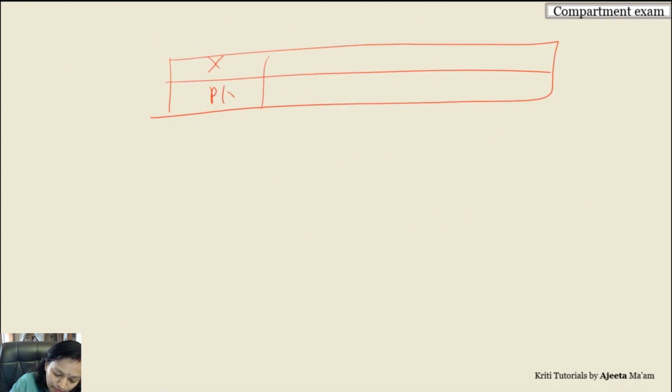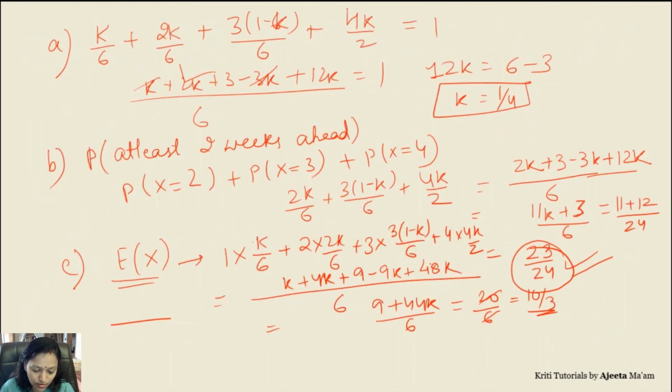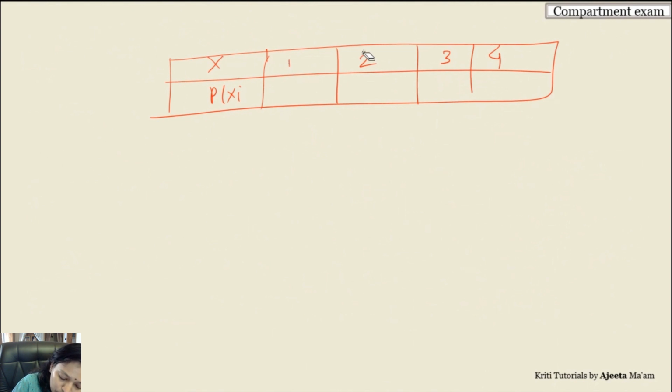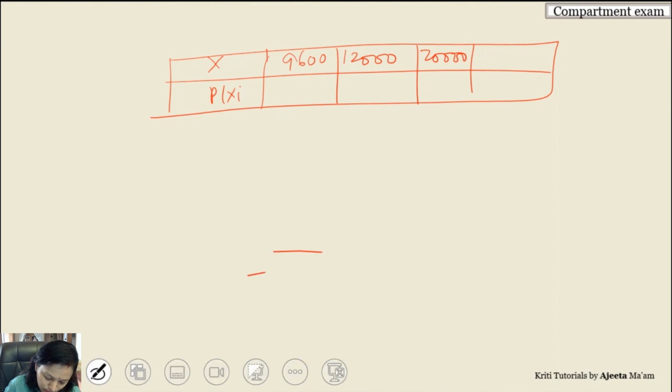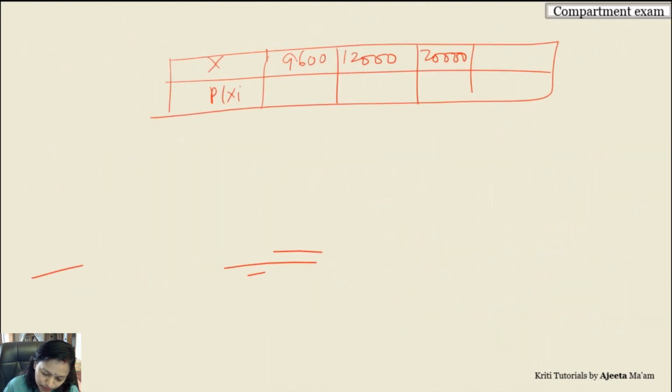X, P(X) है. So 1, 2, 3, 4. 4 weeks के लिए आपके पास scholarships हैं. कितनी scholarships हैं? 9,600, 12,000, 20,000, 50,000. Okay. So now let's move on. इसको हम x को scholarships ले लेते हैं. So 9,600, 12,000, 20,000 और what was it? 50,000. Okay. 4, 3, 2, 1. करेक्ट. इतनी स्कॉलरशिप हमको मिलनी है.